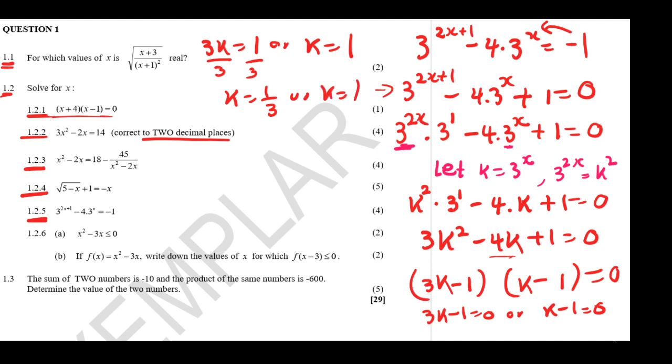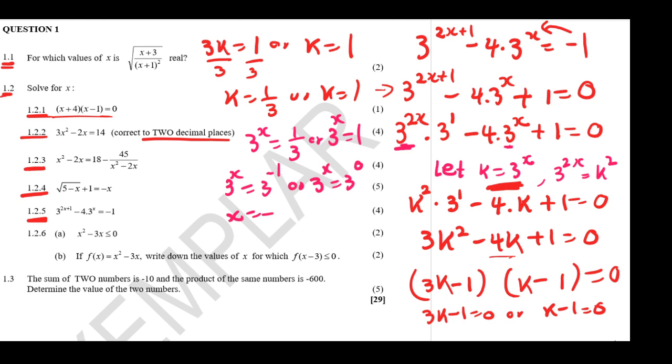But remember, what is k? K is equals to 3 to the power of x. So we're just going to write that down, right? 3 to the power of x is equals to 1 over 3, or 3 to the power of x is equals to 1, right? And then we write this properly, so it's going to be 3 to the power of x equals to 3 to the power of minus 1, or 3 to the power of x is equals to 3 to the power of 0. Anything to the power of 0 is 1. Then you drop the exponent, so it's going to be x equals to minus 1, or x equals to 0.